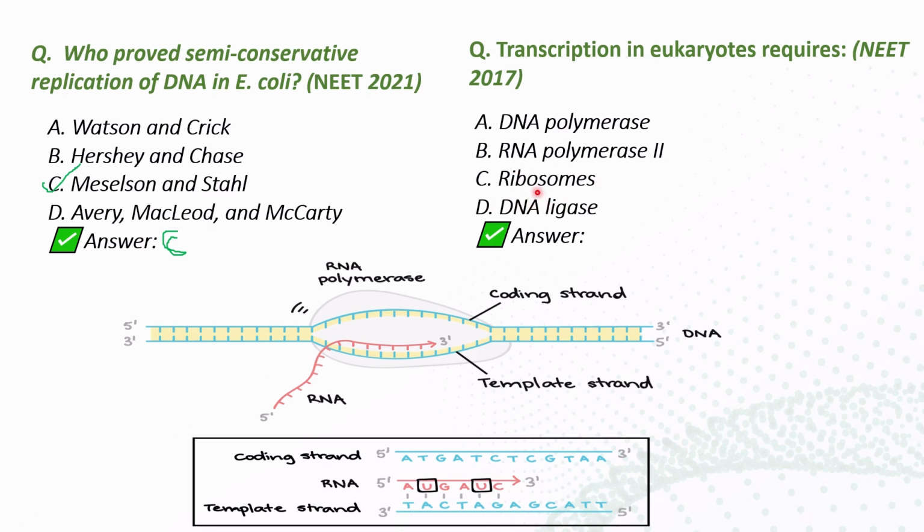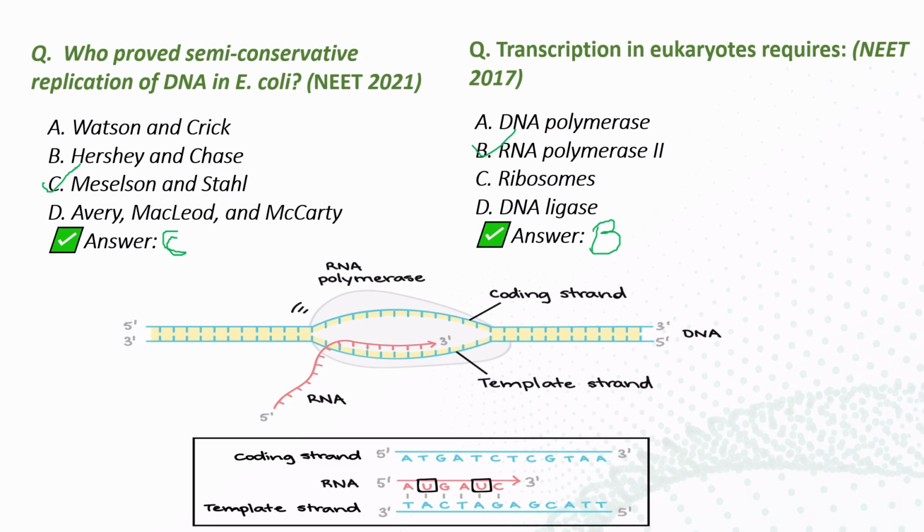Ribosomes are not involved in the transcription process, because RNA is not produced in the ribosome, so this is also wrong. And DNA ligase, what is its role? To attach the Okazaki fragments, so this is also a wrong answer. To combine the fragments of DNA from the lagging strand, DNA ligase is used. So among these four options, the best option is RNA polymerase 2, the enzyme responsible for transcription in eukaryotes.